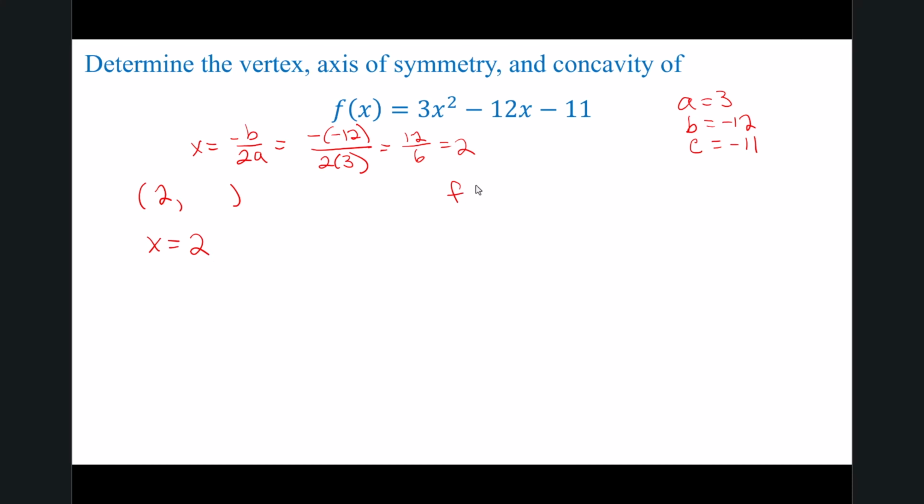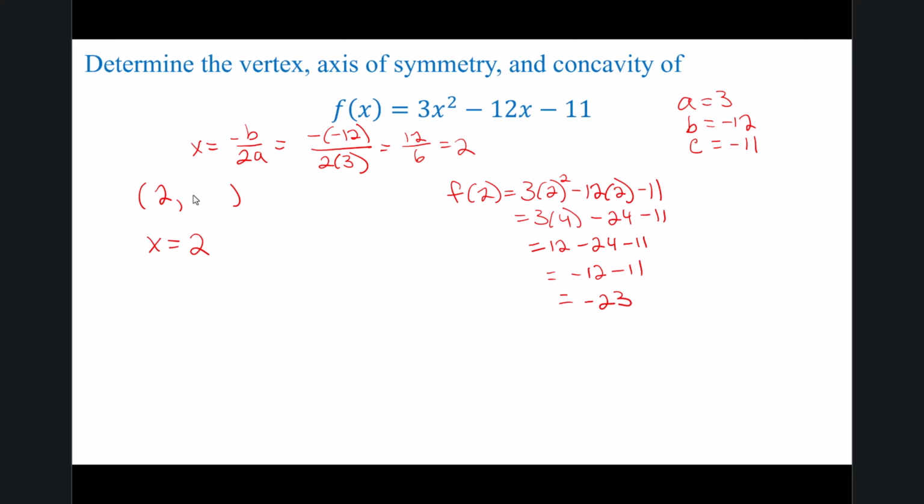Let's find the y-coordinate of the vertex. To find the y-coordinate, we need f of 2, where 2 is our x-coordinate. So we have 3 times 2 squared minus 12 times 2 minus 11, or 3 times 4 minus 24 minus 11, 12 minus 24 minus 11. 12 minus 24 is negative 12, and negative 12 minus 11 is negative 23. So our vertex is the point 2, negative 23. The concavity, notice our a value is positive, so the graph of this function will open up.